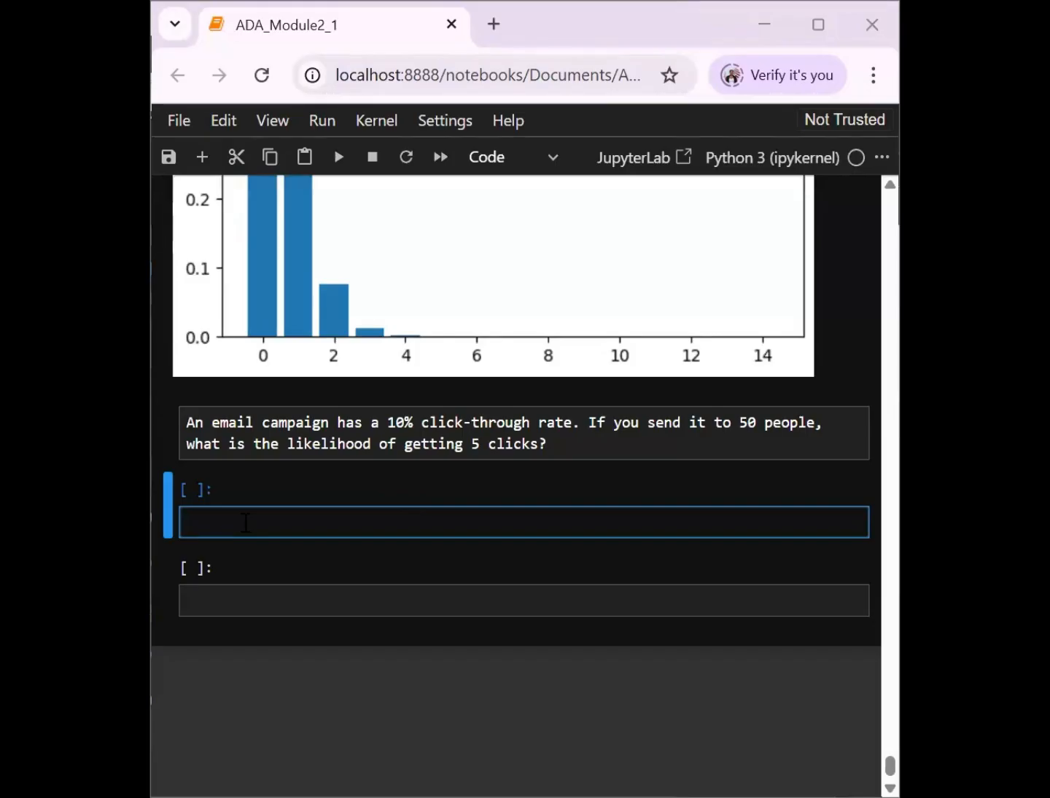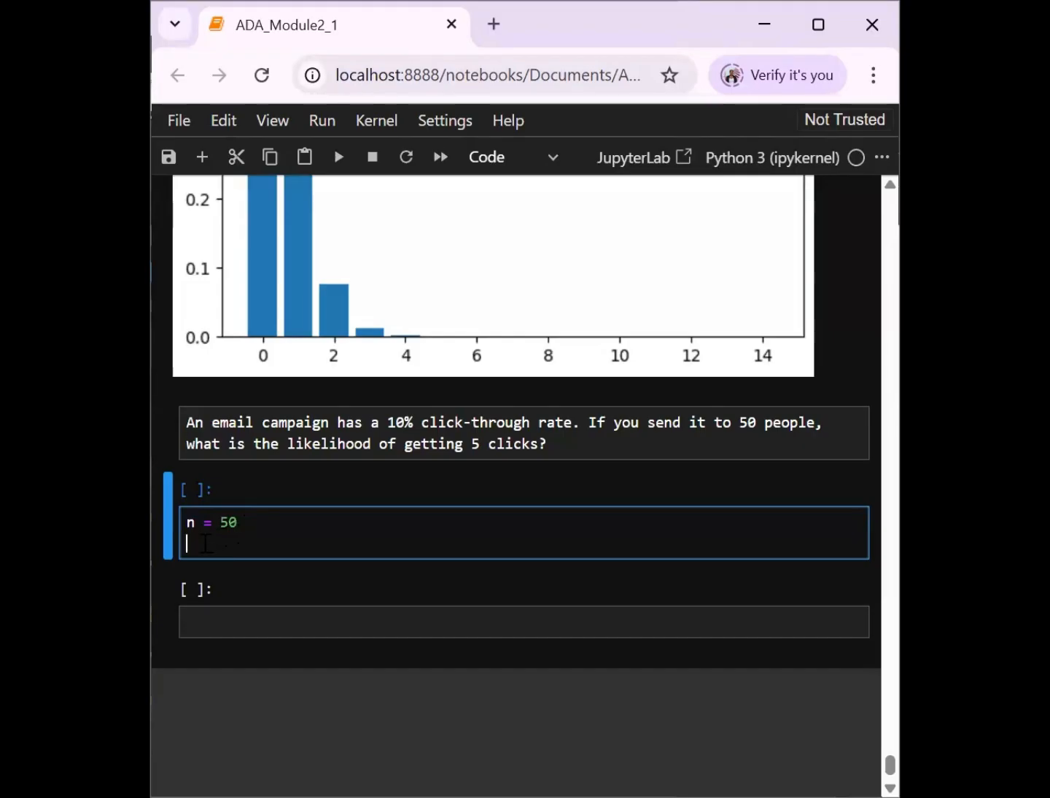An email campaign has a 10% click-through rate. If you send it to 50 people, what's the likelihood of getting 5 clicks? Okay, Moremi, help us. What do we write? Our N, that's our sample size, that's 50 people. P, that's 0.1, 10%. Okay, good.